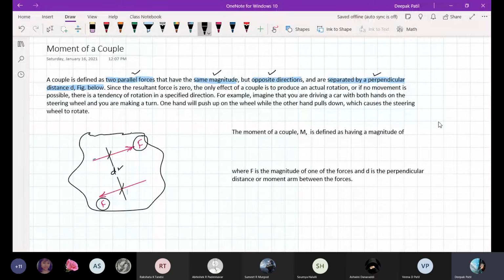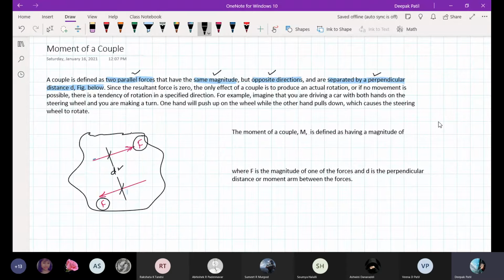No issues. Okay. Right. Now, a couple is defined as two parallel forces. You can see there are two parallel forces that have the same magnitude, that is F. The magnitude of both the forces is the same, but they are in opposite directions. You can see this force is in this direction and this force is in the other direction, and they are separated by a particular distance. So when this happens, there will be a moment of this system. We call it a moment of a couple, right?